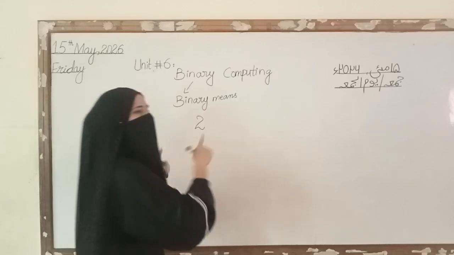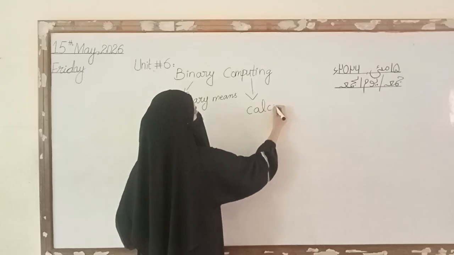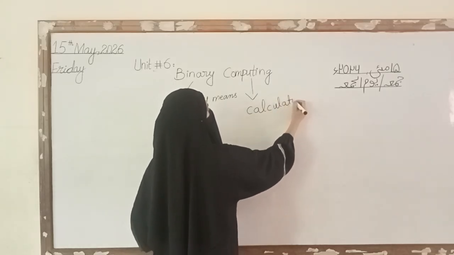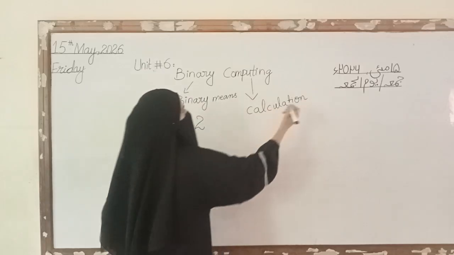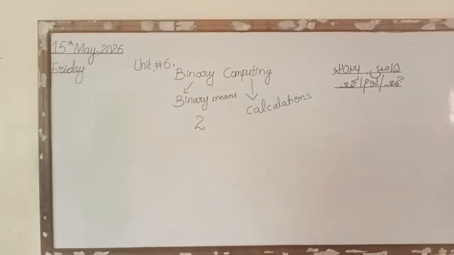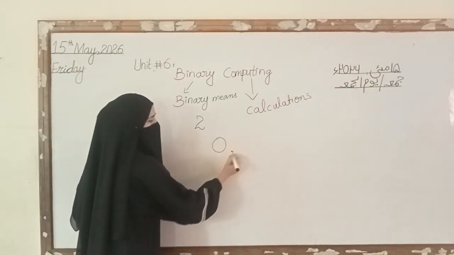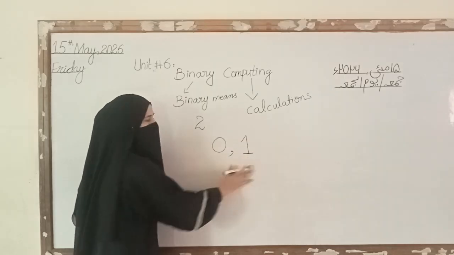We will discuss it after this lesson. Computing means calculations and binary means 2. In this lesson we will learn how computers understand the different types of number systems. As we can speak in Urdu or English, we are using some numbers. But a computer is a machine that only understands 0 and 1.